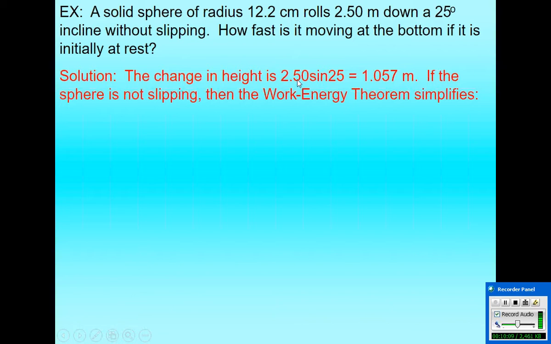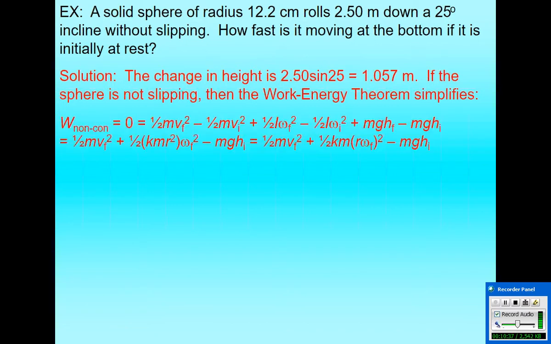The change in height of the sphere is 2.5 times the sine of 25 degrees. You can imagine a right triangle. The hypotenuse is 2.50 meters. The angle of 25 degrees is with the adjacent. The opposite side is the vertical side, and we use sine to find that in this circumstance.